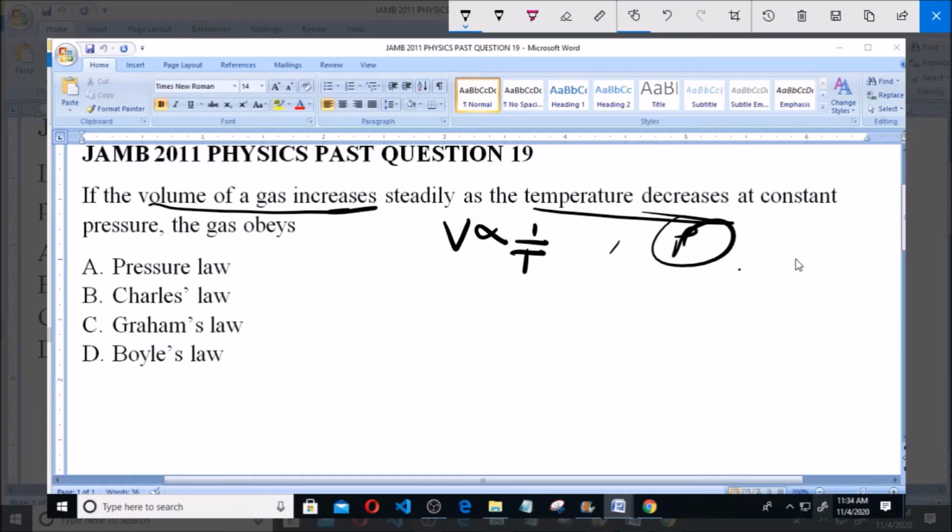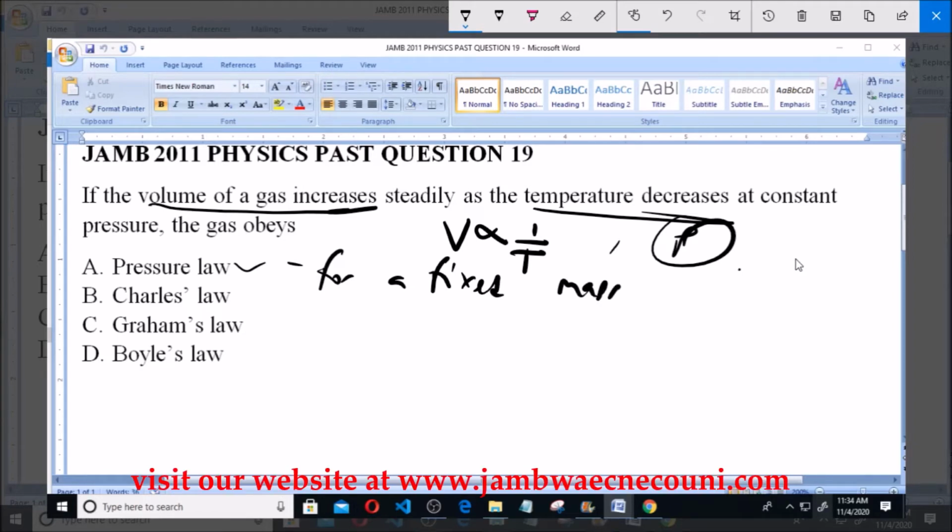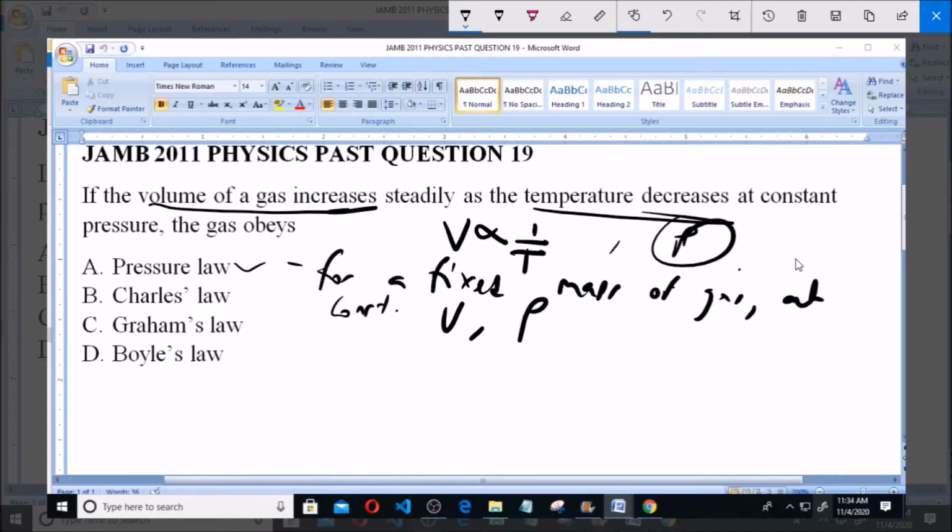Now option A says pressure law. Now pressure law states that for a fixed mass of gas at constant volume, pressure is directly proportional to absolute temperature. So as you can see, this does not describe what we have here, and it is not the answer to the question. Now option B says Charles law.